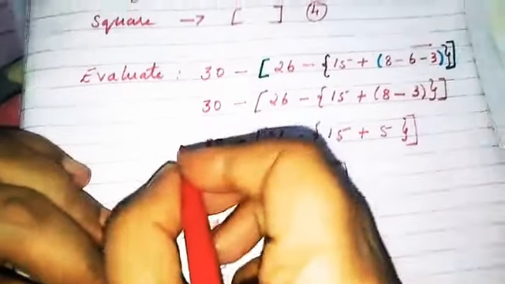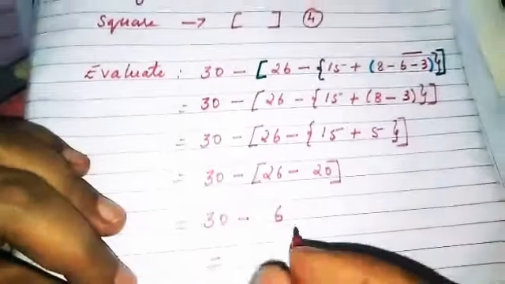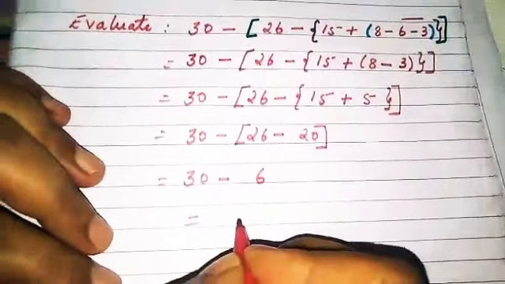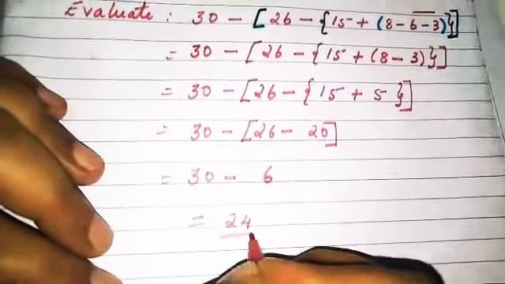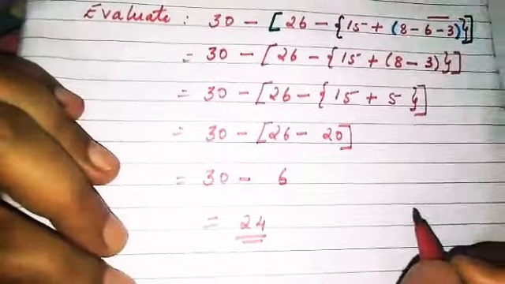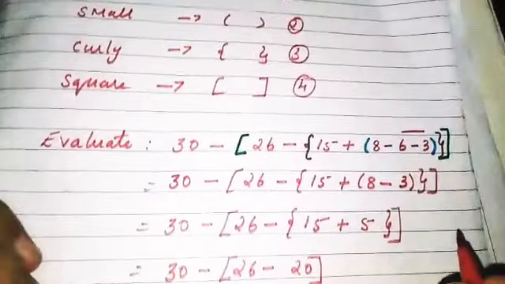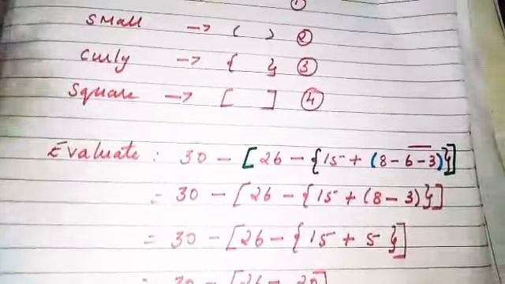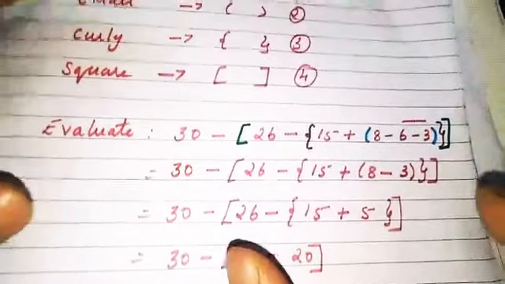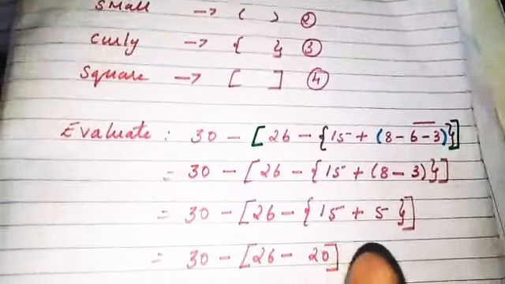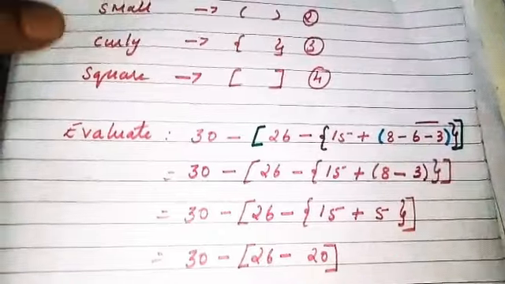So don't forget to put the equal to sign always. It's 24. Now this is the final answer. This is how we simplify the expression when we have multiple brackets with multiple numbers and with multiple symbols given.